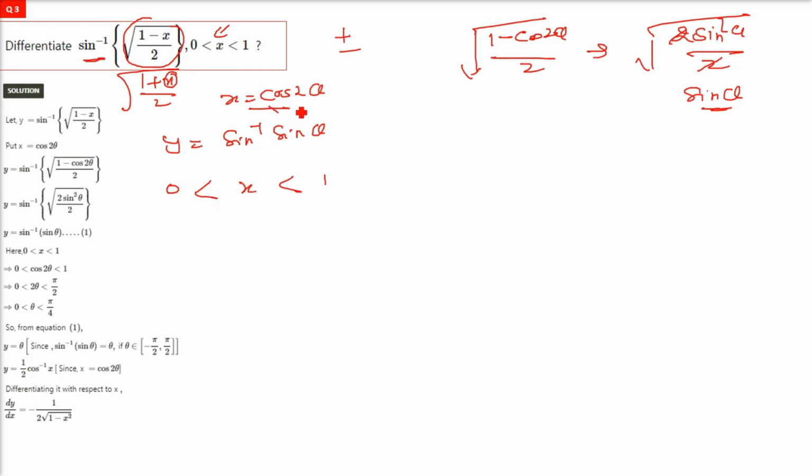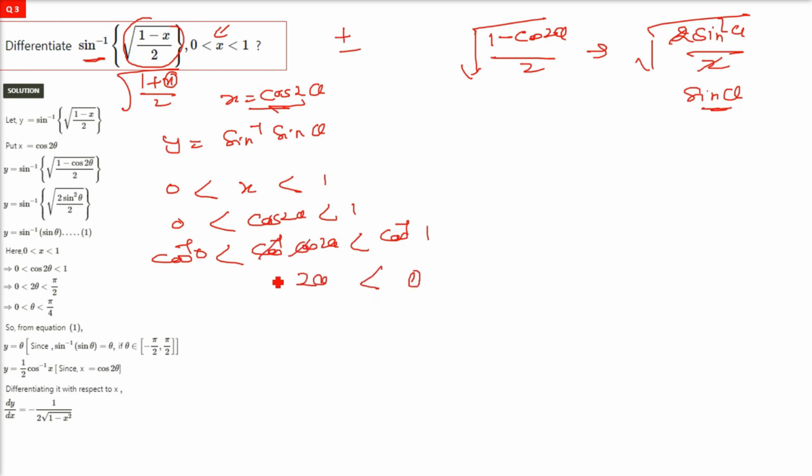If x is between 0 and 1, and you assume x to be cos 2 theta, then when you take cos inverse of all sides, cos inverse of cos 2 theta is cos inverse 1 here and cos inverse 0. Cos inverse 1 means what is the value of cos so that you get a 1. So it is 0. Cos inverse 0 means pi by 2. And it is 2 theta inside. Actually, you are going to differentiate theta only.